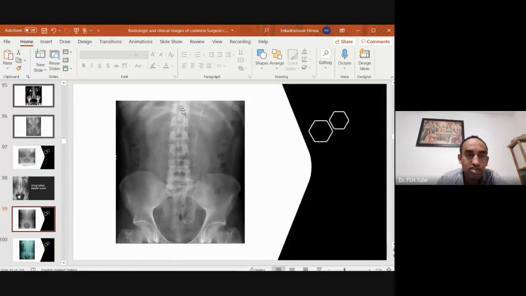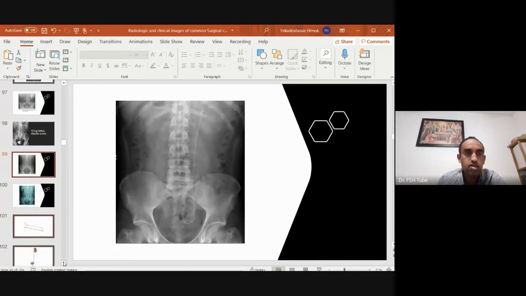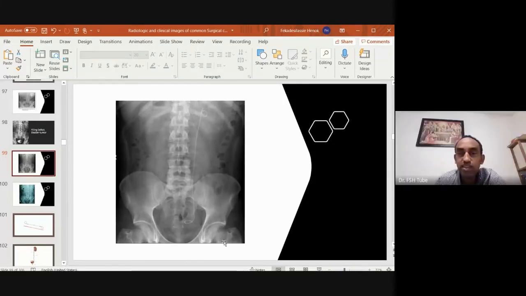Okay, what is this? What do you see, guys? What is the abnormality you see there? A stent. What kind of stent is that? Is it coronary? J stent. Okay, yes, it is a J stent, but this one has a typical name. JJ or double J. Why is it called JJ? Because there is a J in the other end. There is another J in the other end. It's called a double J stent or a JJ stent.